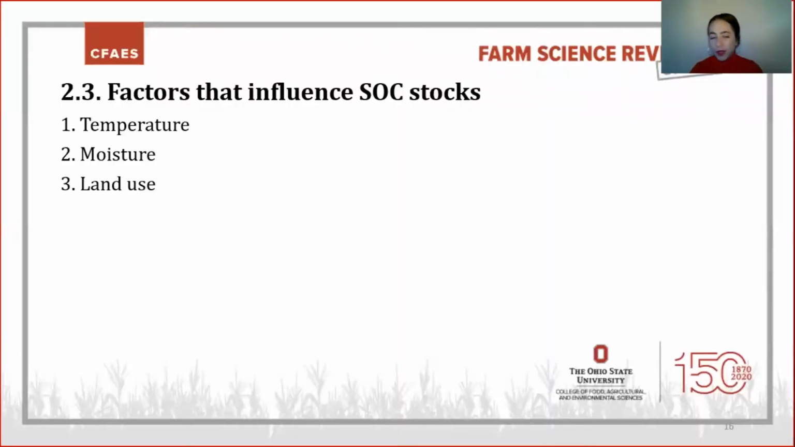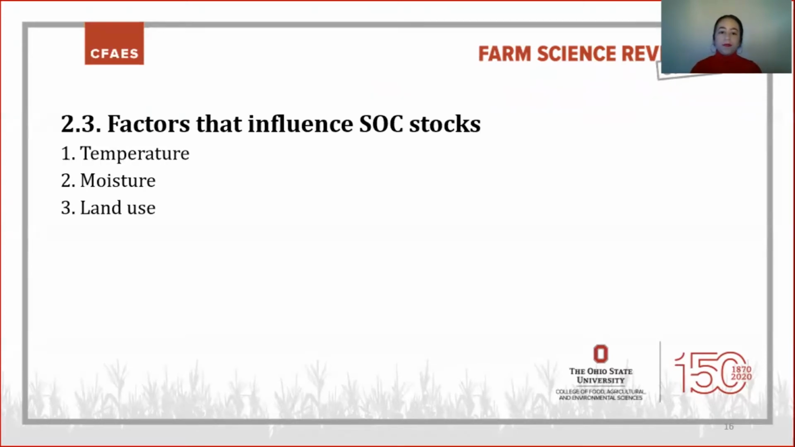Factors that influence SOC stocks. So we have temperature, moisture, and land use. Of course, there are several others, but I'm going to be focusing on these ones.